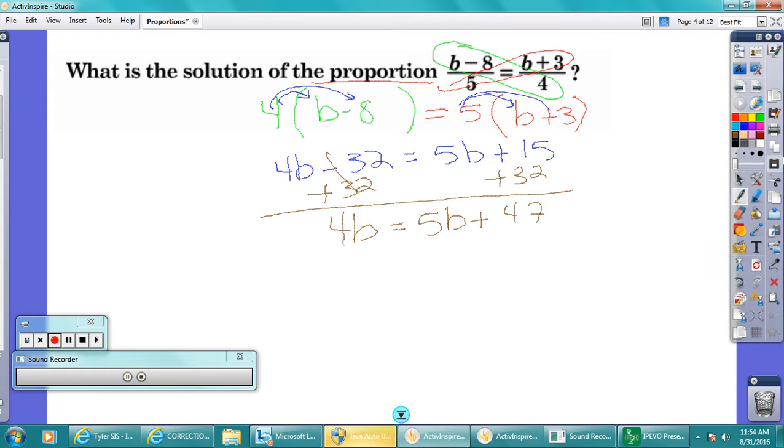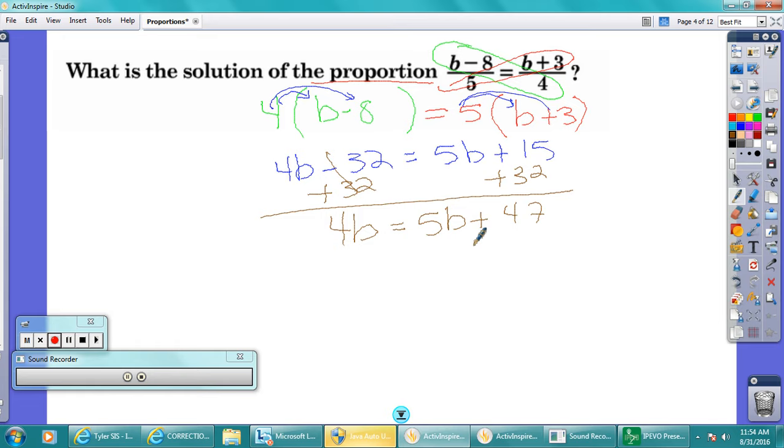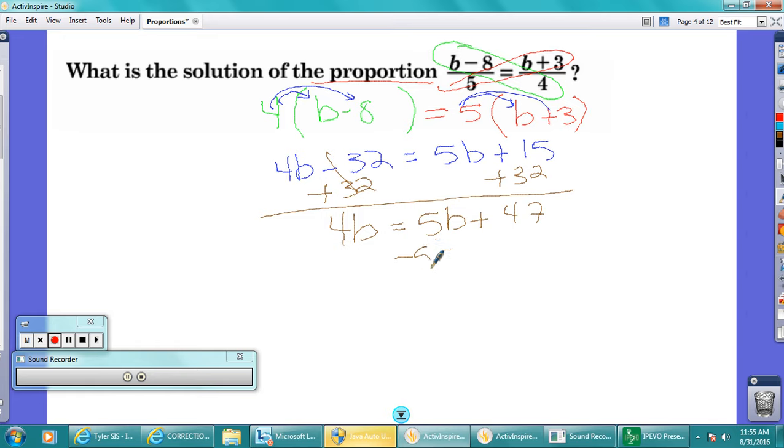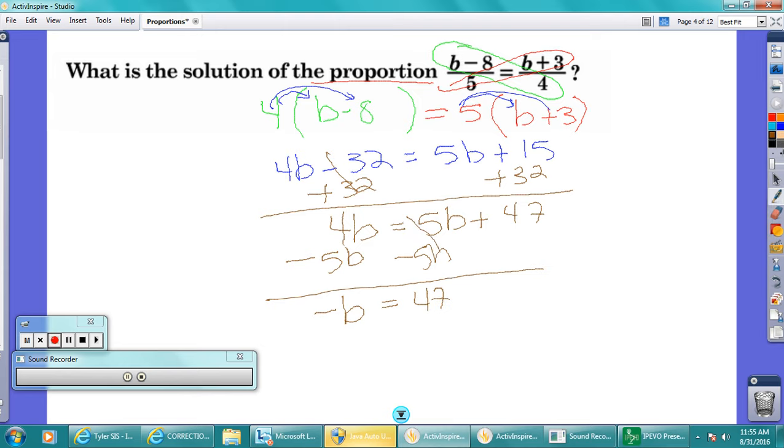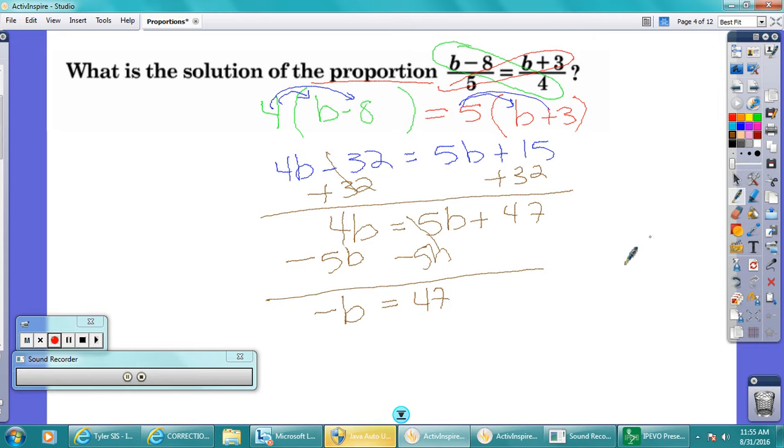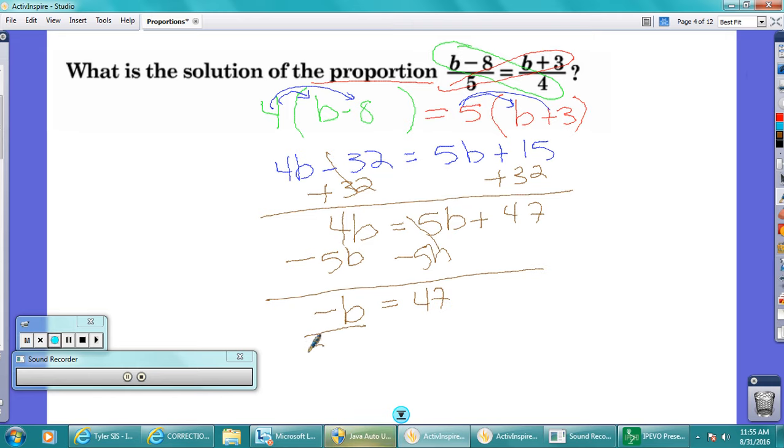I'm not done. I still have to solve. So now I'm going to subtract the 5b from both sides. Then I'm going to get negative b is equal to 47. Am I done? Can I have a negative b? No. So I'm going to divide by negative 1. The negatives cancel. So I have b is equal to negative 47. And of course, to check your answer, you plug it back in.